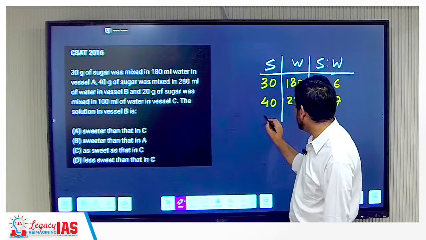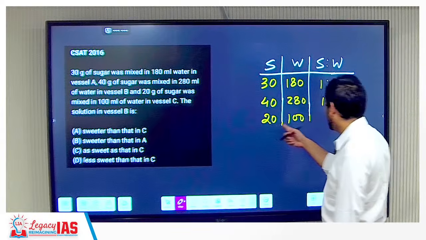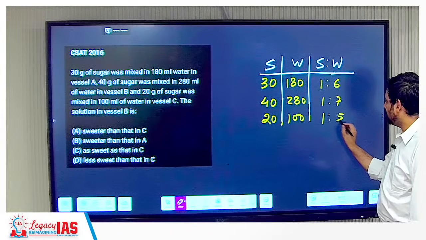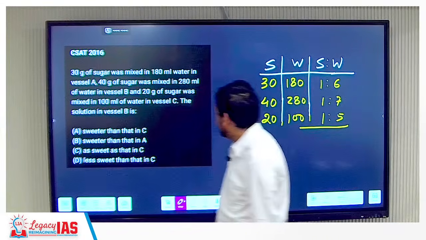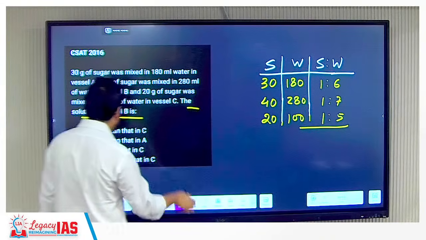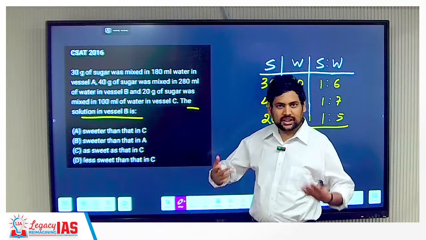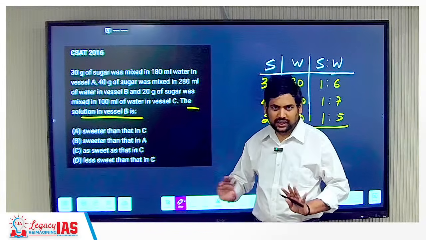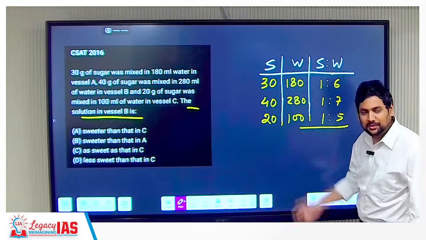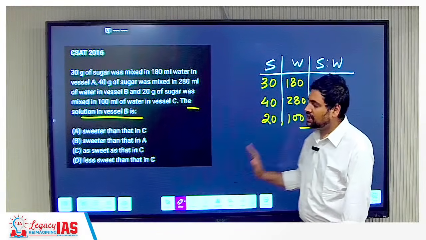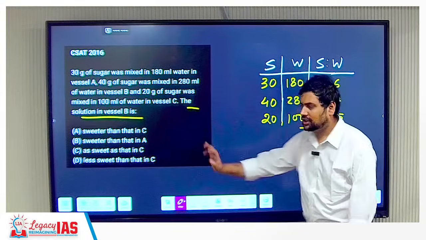Then last is 20 grams of sugar and 100 grams of water. 20 and 100, what is the ratio? 1:5. Now it is asking you the solution in vessel B. So basically, ultimately, what will it ask? It will ask you which is the sweetest, which is the least sweet, correct? So if I can just order it, ultimately sugar is for sweetening the water. So if I can order which one is the sweetest, which is the least sweet, that will give me the solution.